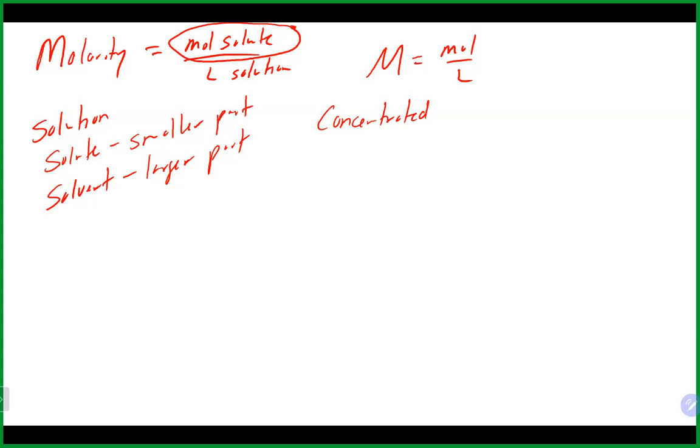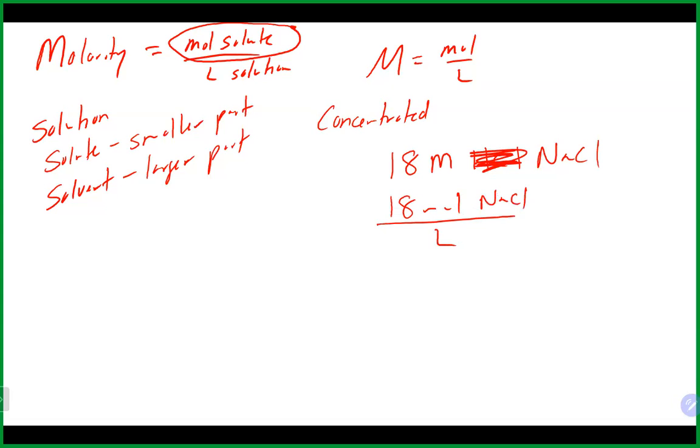And so, for example, if you had, say, an 18 molar hydrochloric acid solution, actually, we'll just do sodium chloride solution. What that means is it's pretty concentrated, because basically you have 18 moles of sodium chloride per liter of solution. And that would be in comparison to, say, a 0.8 molar sodium chloride solution. What that would mean is you have 0.8 moles of sodium chloride in a liter of solution.